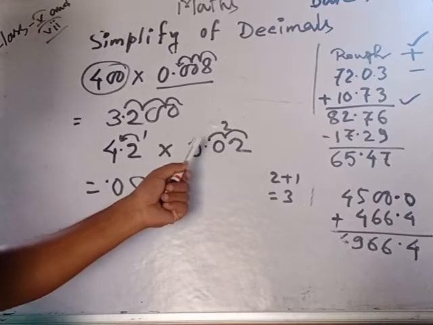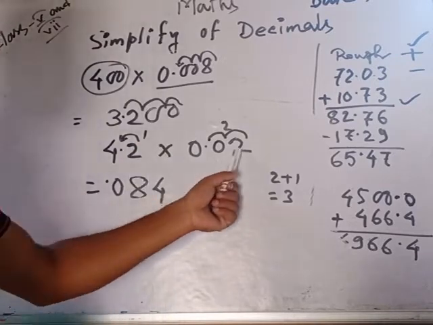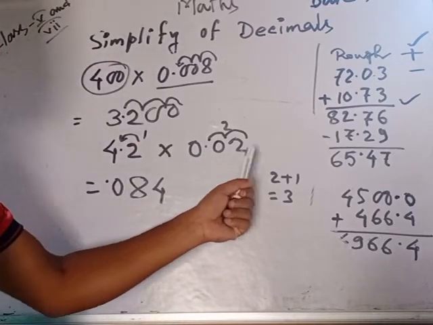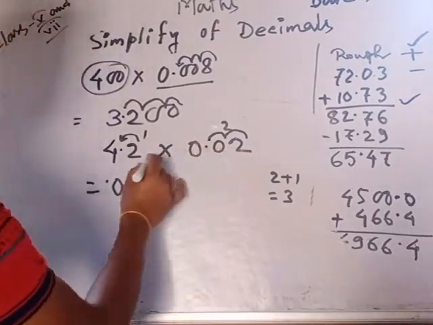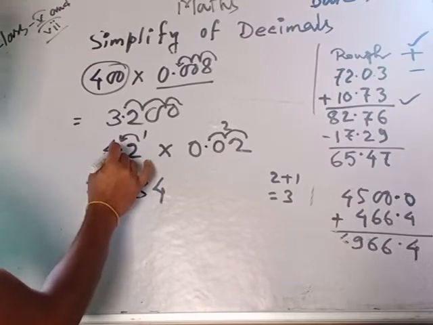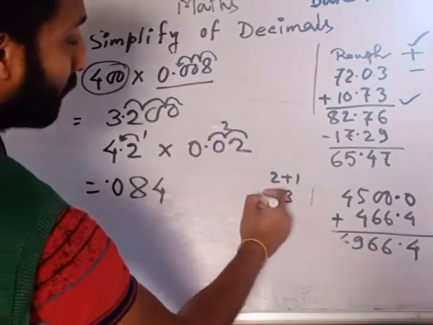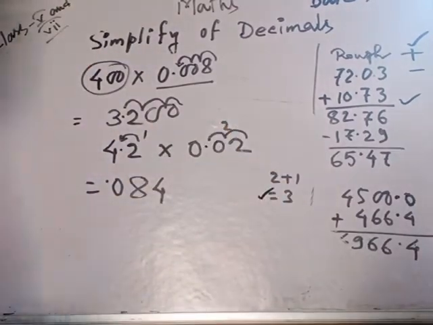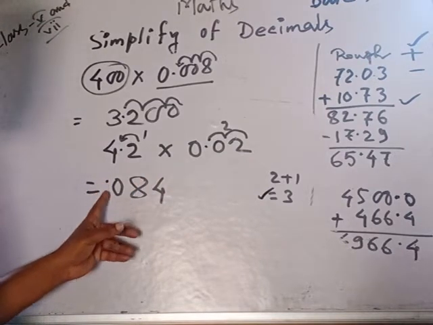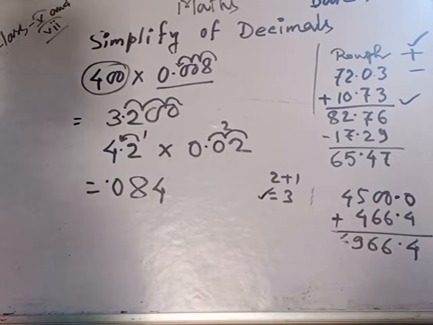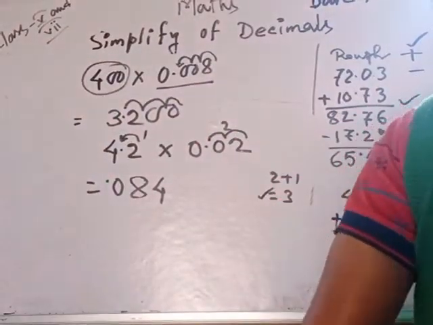The point goes back 3 digits. Why is it 3 digits? Because from this multiplier it is 2 digits back, and from this multiplicand 1 digit. So 2 plus 1, that is 3. So the point goes back 3 digits from the product: 1, 2, 3. So that is the answer. Okay, so you should do the multiplication.